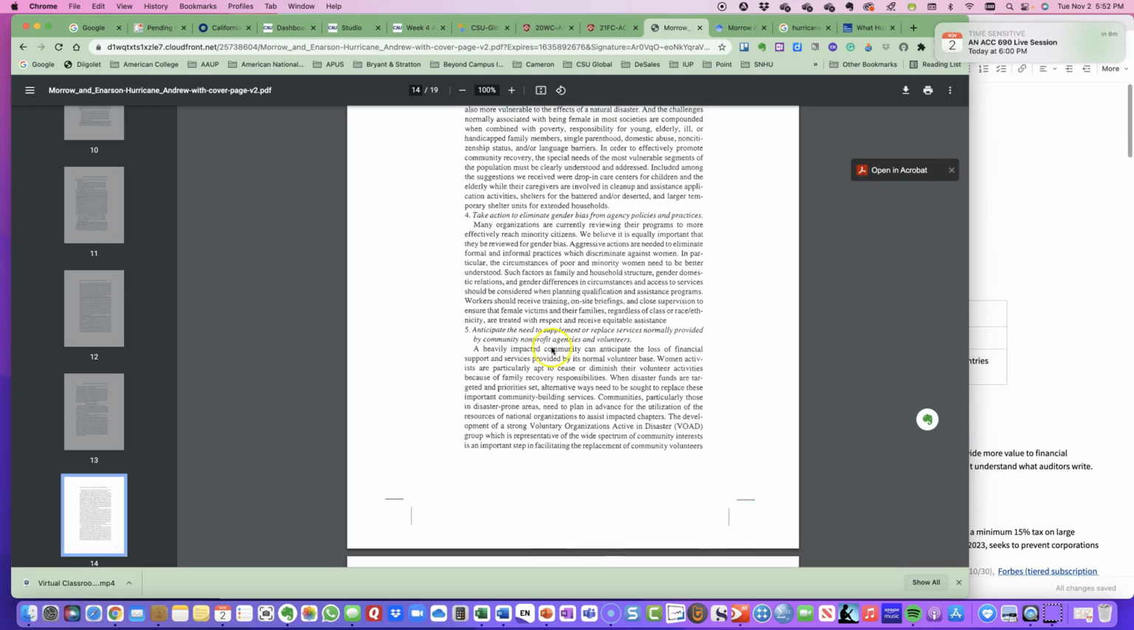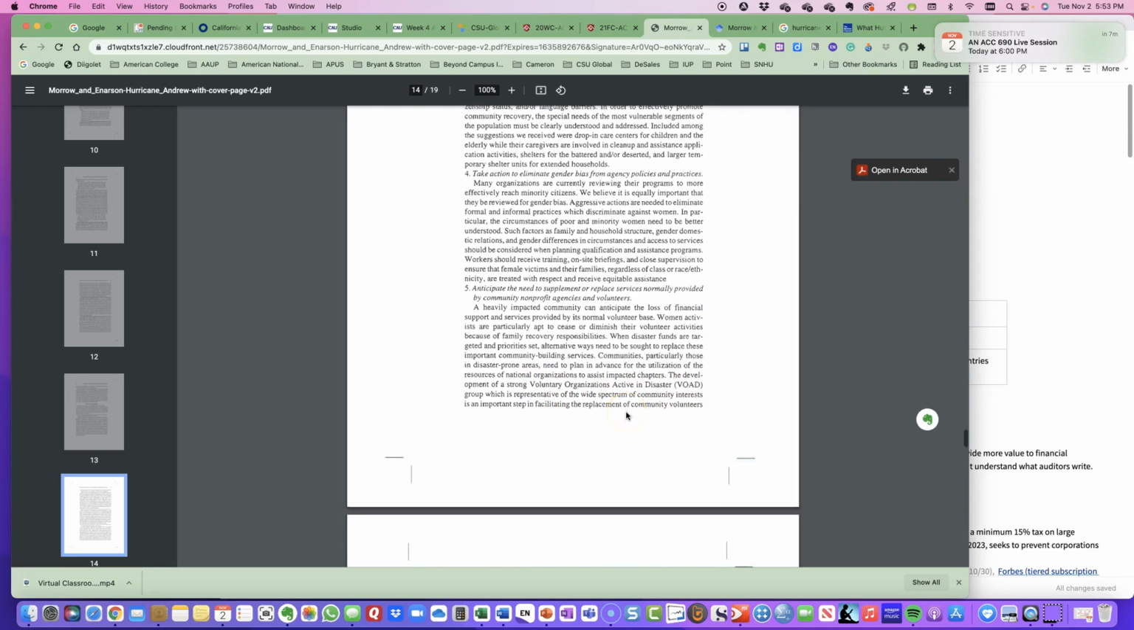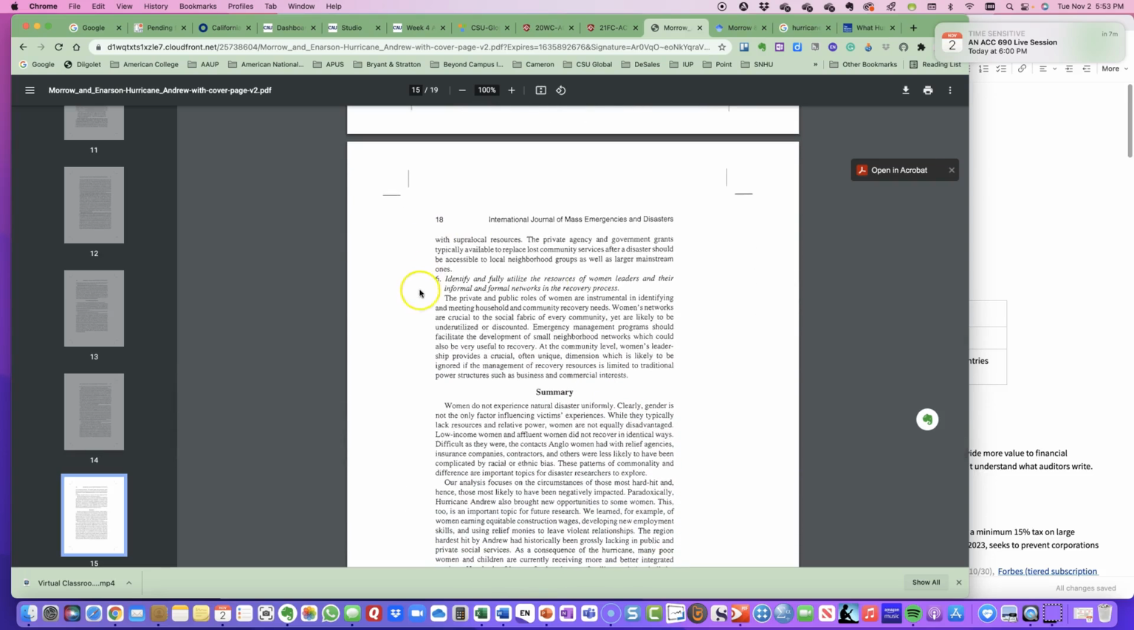And then anticipate the need to supplement or replace services normally provided by community nonprofit agencies and volunteers, right? So if you have a heavily impacted community and you're going to lose financial support, or you're going to lose your normal volunteer base, then see what you can do to make that different. And we see here strong voluntary organizations active in disaster groups that can provide these services in the absence of them.